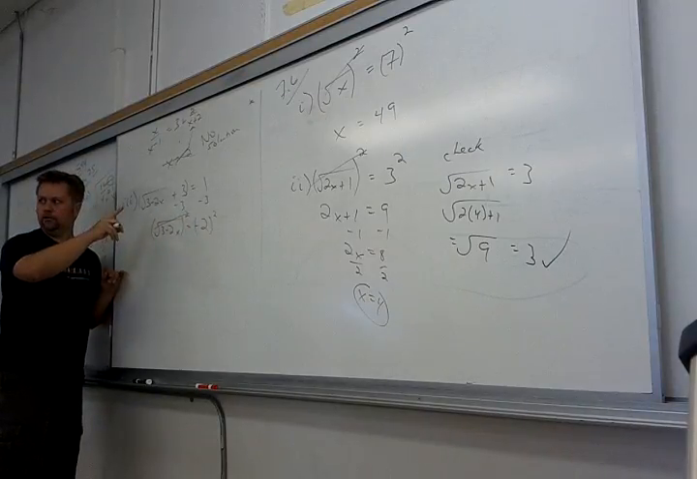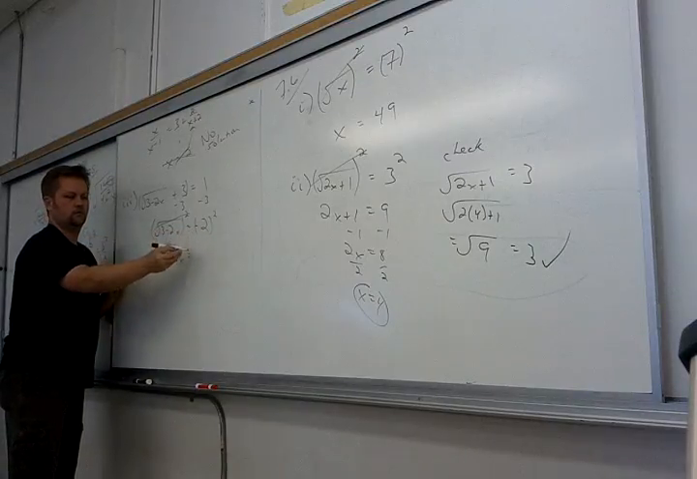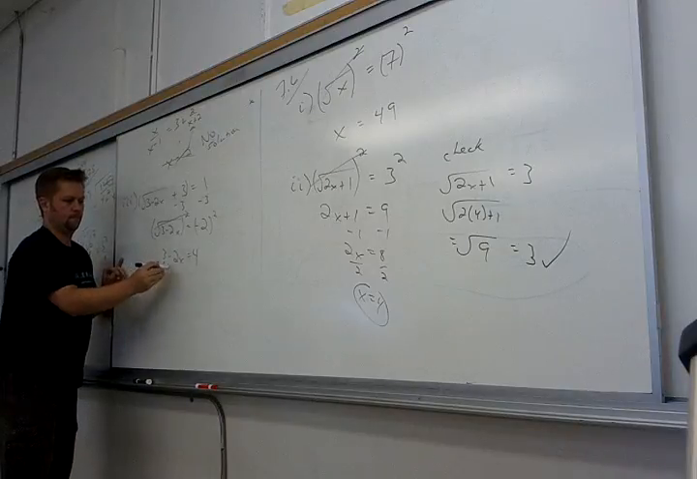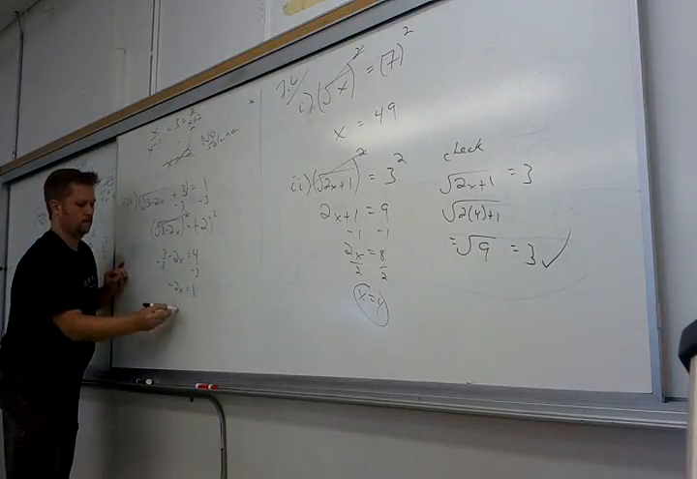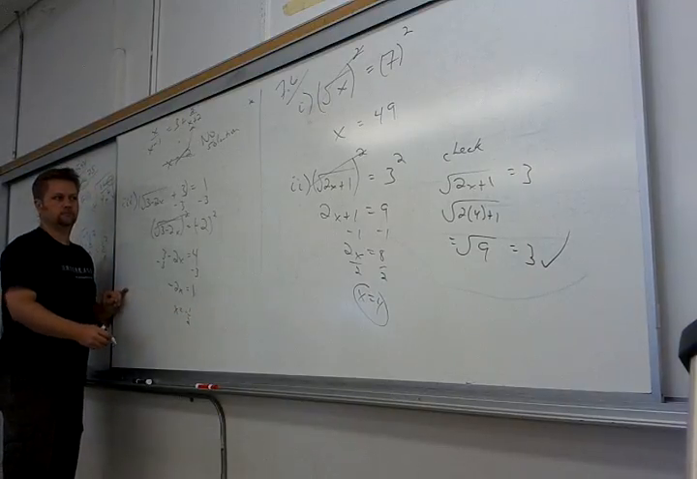Cancel it directly, right? So that'd be 3 minus 2x equals 4. Then you take the 3 out, -2x equals -1, so x equals -1/2. Does it check? Yeah, check.